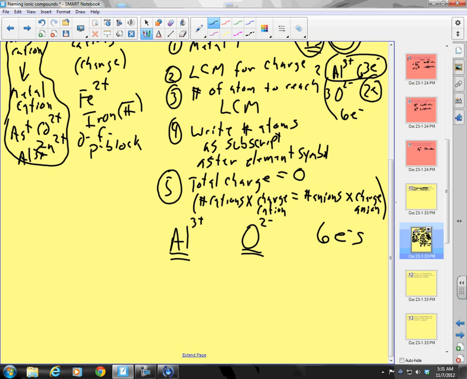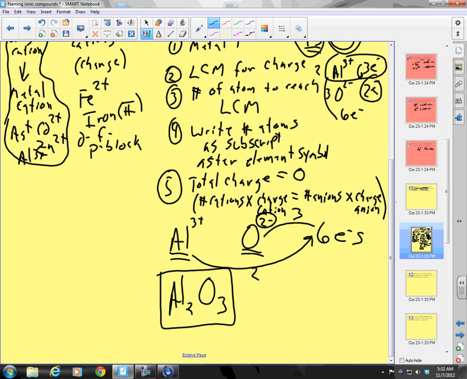Okay, so how many aluminums does it take for me to get 6 electrons? Well, 2. So I'm going to write down Al2. Remember, my metal comes first. Oxygen. How many oxygens are needed to use up 6 electrons? Well, if each oxygen uses 2, I will need 3 oxygens to use up 6 electrons. So O3. There we go. So that is my formula for the ionic compound of aluminum and oxygen.